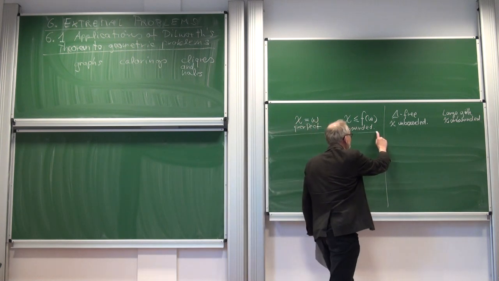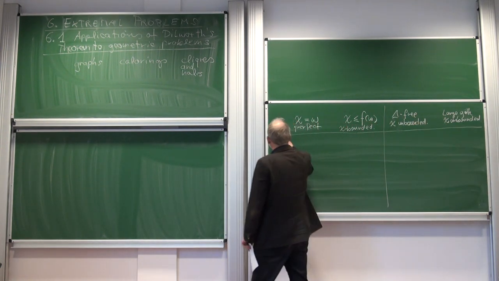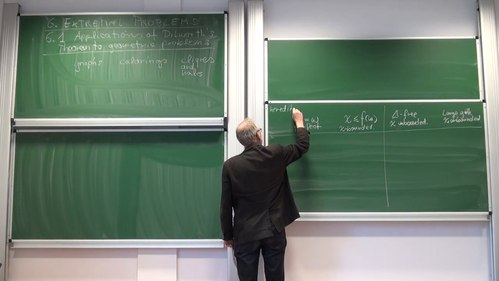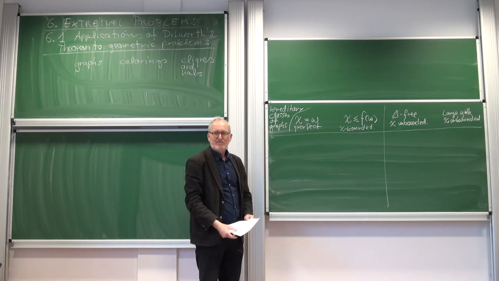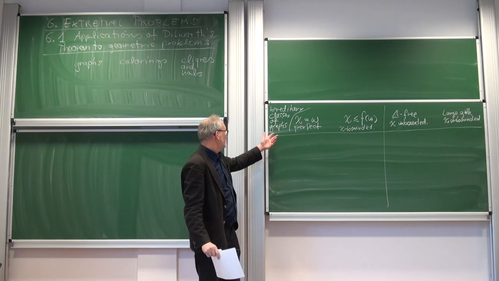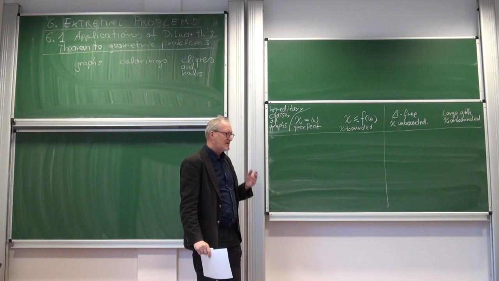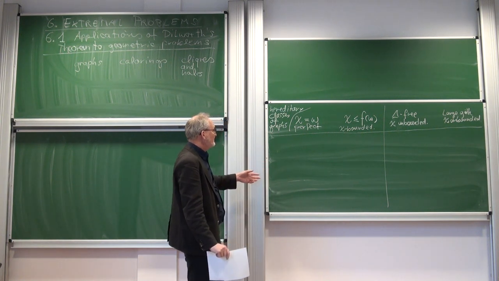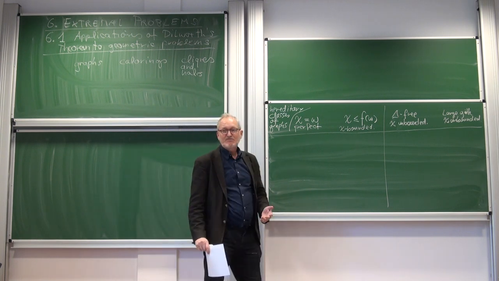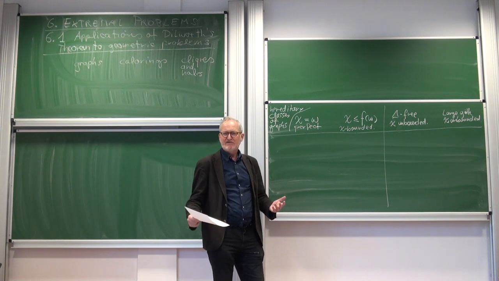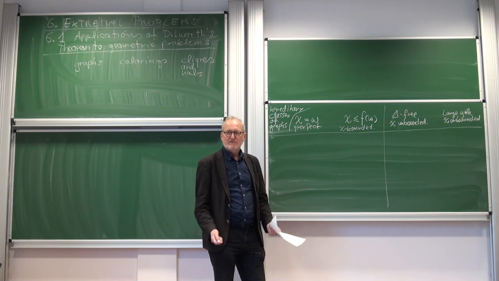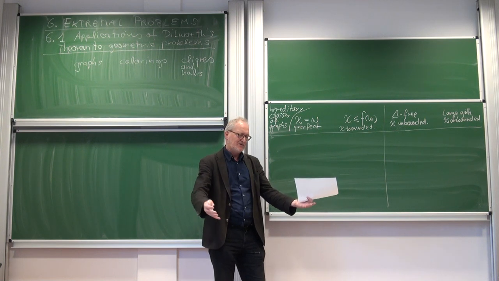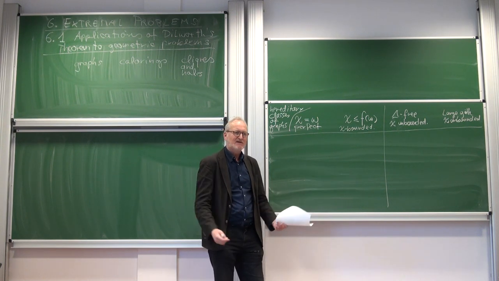But these things are intensely studied for hereditary classes of graphs. Meaning that if you have a member in the class and you look at an induced subgraph, then this induced subgraph is again in the class. And here it makes sense to go to geometry, because geometry provides us with lots of classes with this hereditary nature. For example, interval graphs. If you have an interval representation and you throw away some intervals, it's still an interval representation.